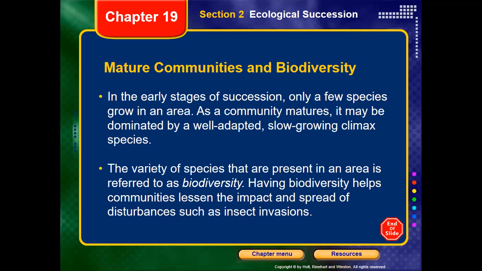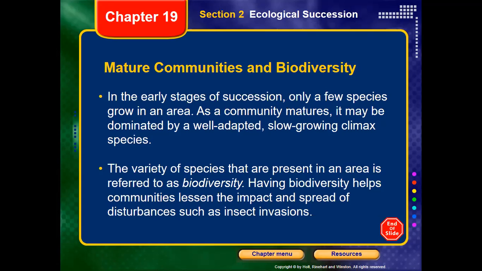So here it is. The variety of species present in an area is referred to as biodiversity. That means how many kinds of communities we have in that place. Having biodiversity helps communities to withstand and recover from disturbances such as insect invasions. Because as we know, when we have different species in a certain area, that means more available resources for each species. So any disturbance factor will not have a large impact on the species, because we already have alternative resources.